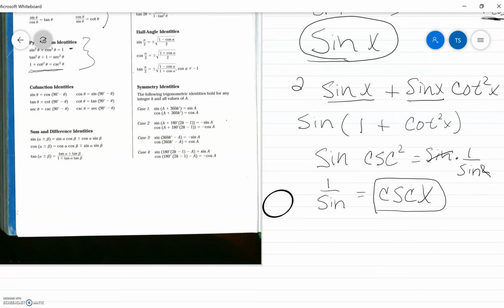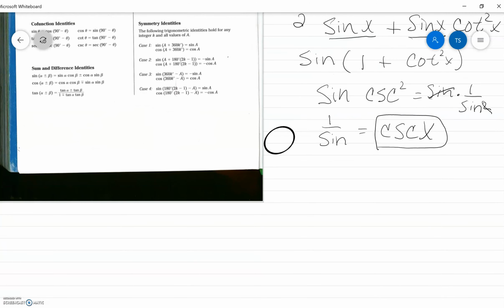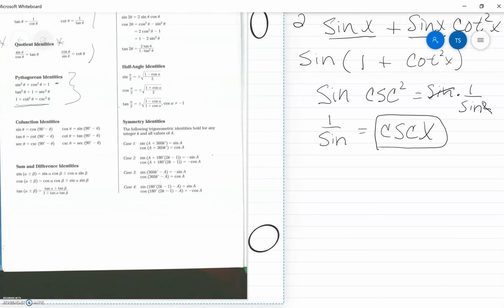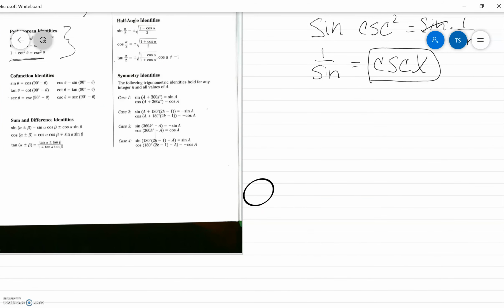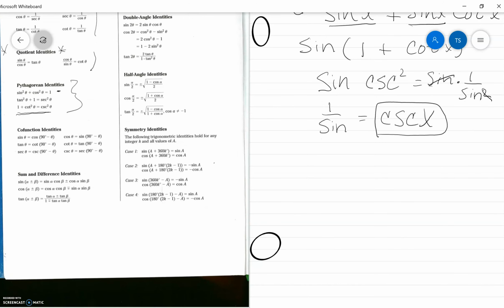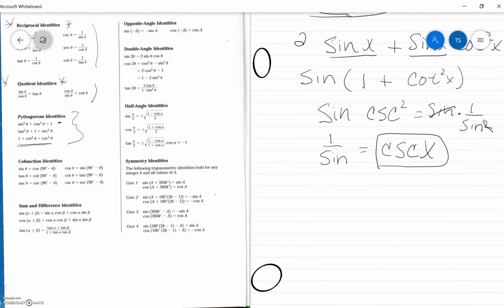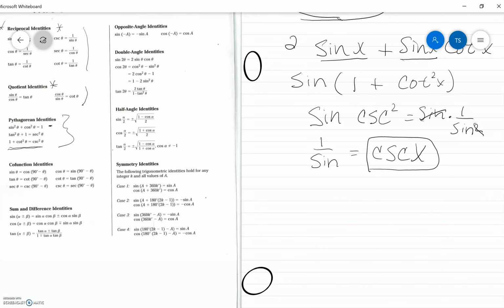Next problem. I'm distracted by those circles that are coming with this program thing. Oh well.